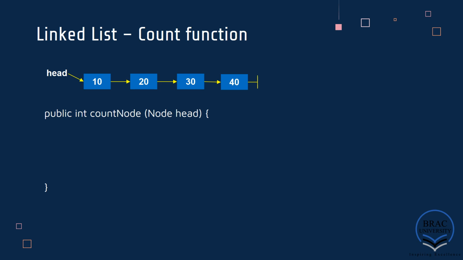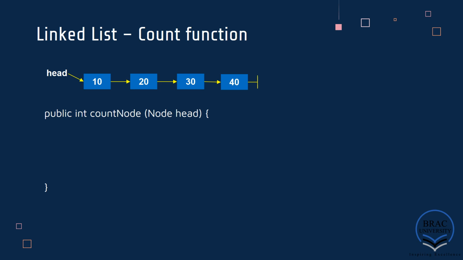So how can we do it? If you look at this sample method, which says public int countNode, it takes a reference of the head of the list, and it will return some integer value. So basically it's going to return the number of nodes that are present in the list. How can we do it?